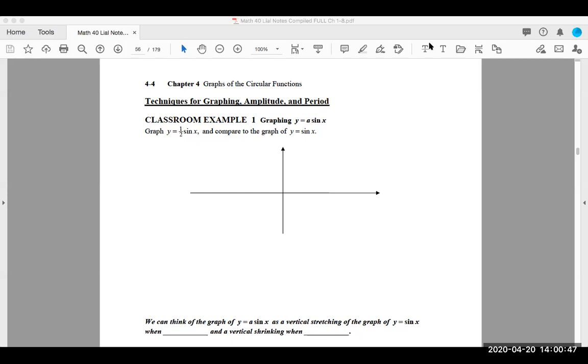So we get into graphing. There's a few things that I'm going to want to talk to you about first. So I'm going to actually open up a whiteboard for this.